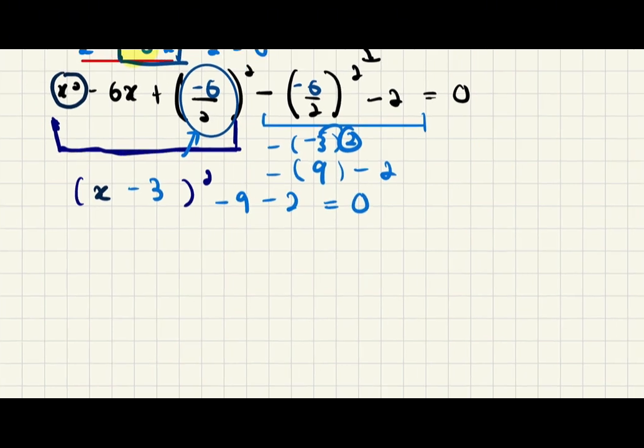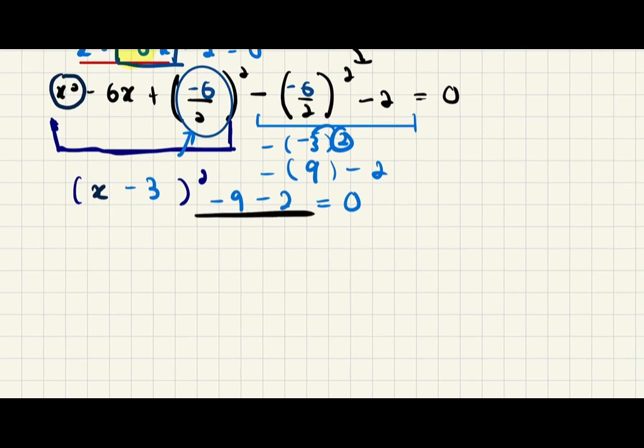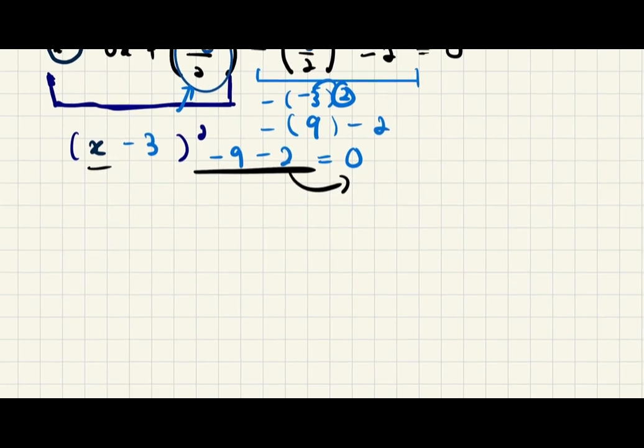Okay, so we're doing very good so far. So now what you have to do, if you want to take everything other than x to the other side, we can take this to the other side. x minus 3 squared is equal to, this becomes plus when moved to the other side, right?